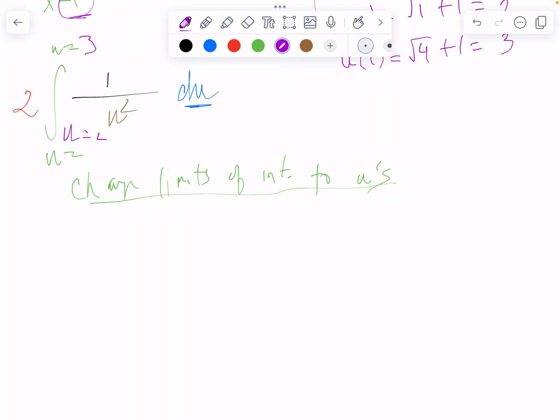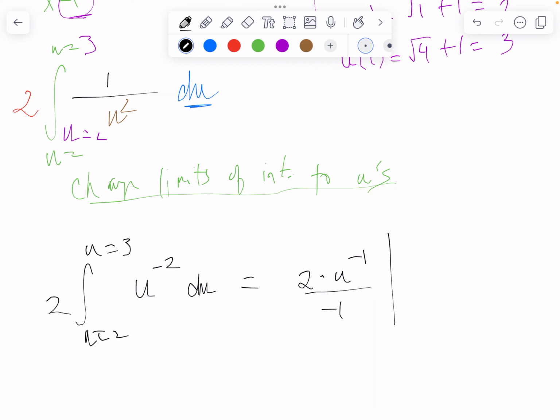This was all a rewrite part. So next I'm going to go and just drop all the colors here. I have 2 times the integral from u equals 2 to u equals 3. It has 1 over u squared here. I'm going to do u to the negative 2, just so I can integrate that with the reverse power rule. This is now going to be equal to 2 times u to the negative 1 divided by negative 1, evaluated from u equals 2 to u equals 3.